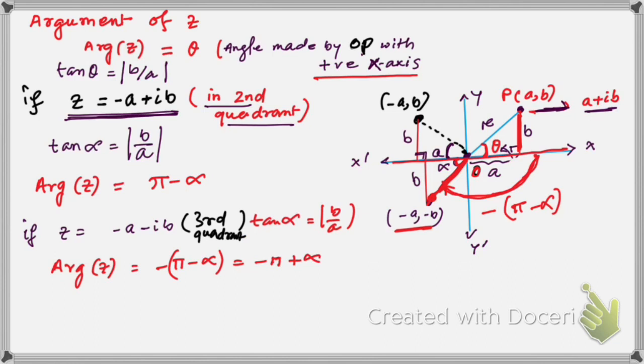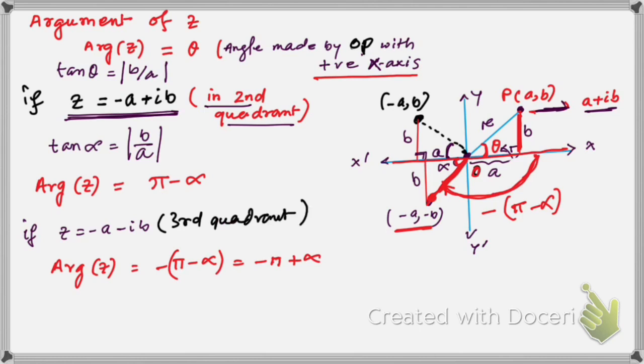Okay, when this z is in the third quadrant, let me write it properly. Third quadrant, and here tan alpha is again b by a, right? Now you see, let me clean these things.